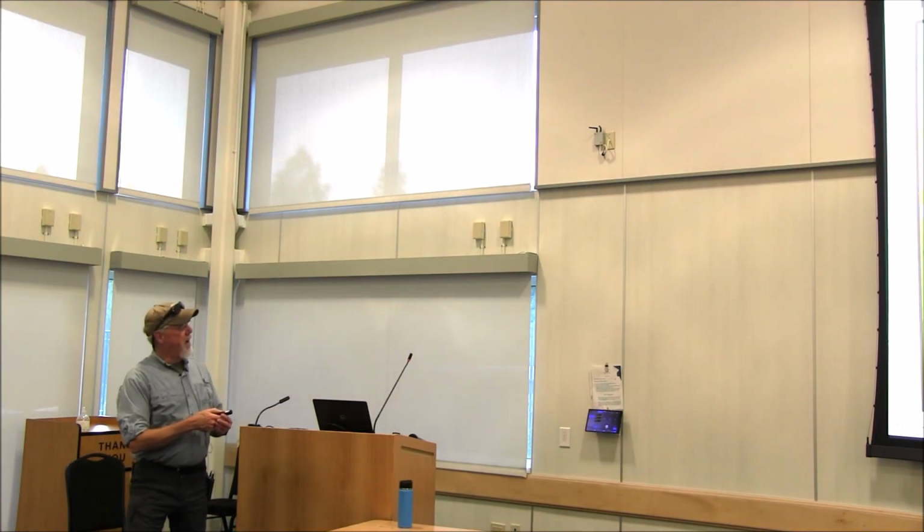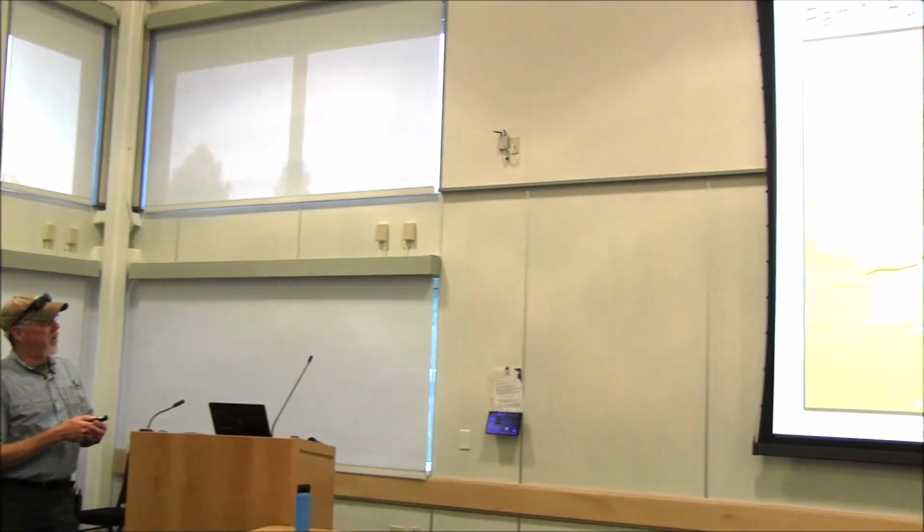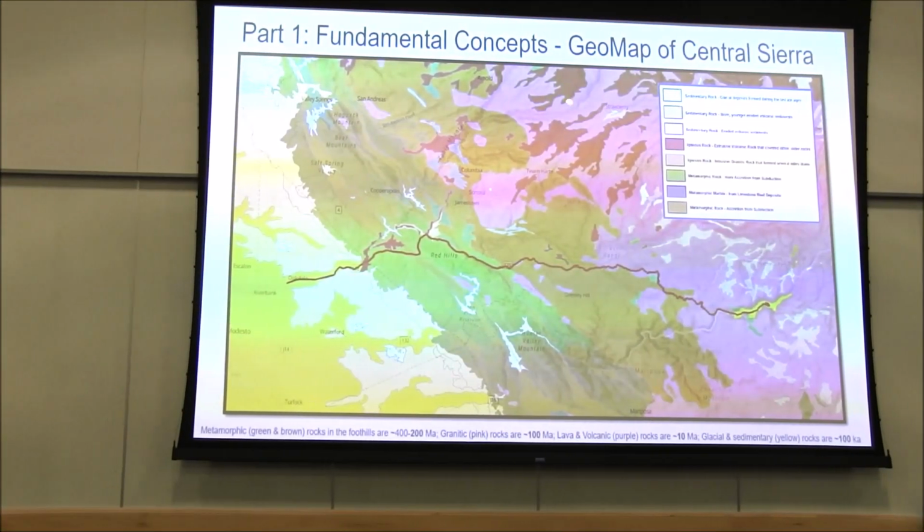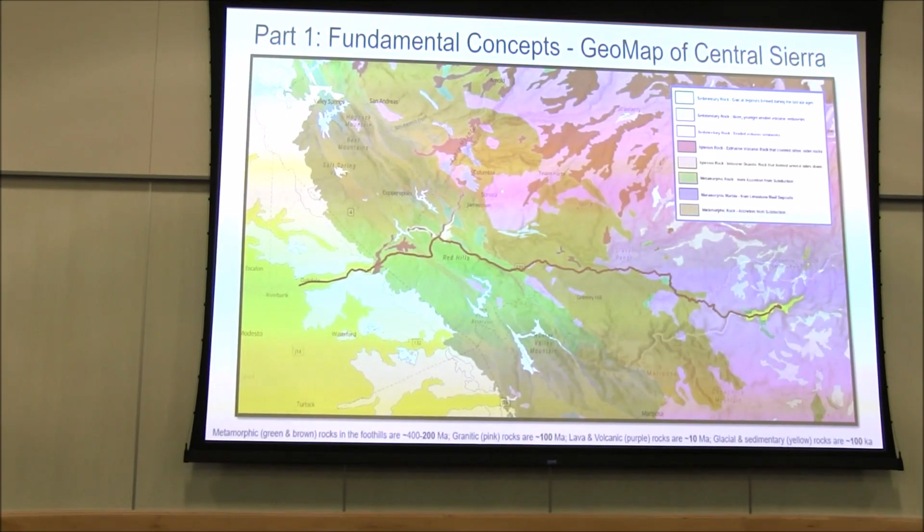Here's a geologic map of the Central Sierra, and you may not be able to read this, but in general the pink would be granite. I call it the granitic cake. Why? Because there's frosting on the granite. This stuff is younger than the pink, and it's volcanic rock.